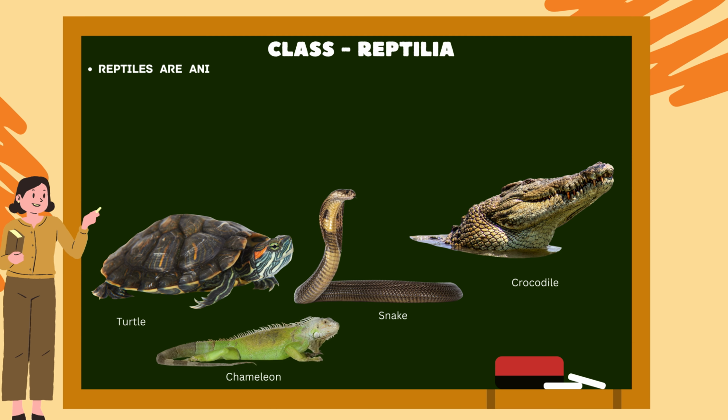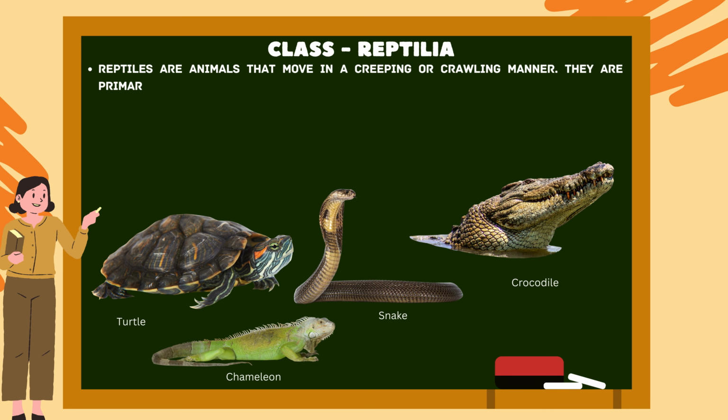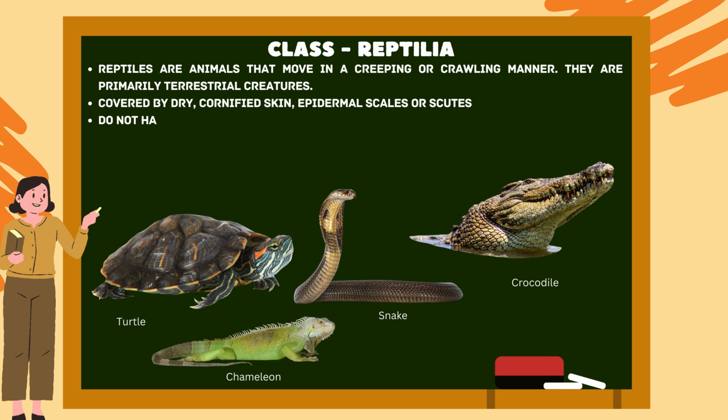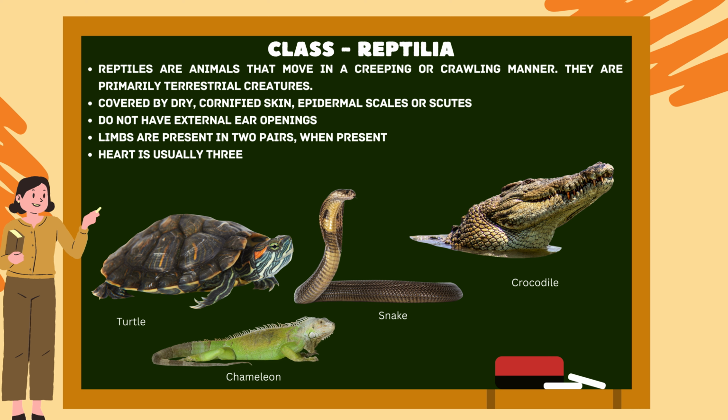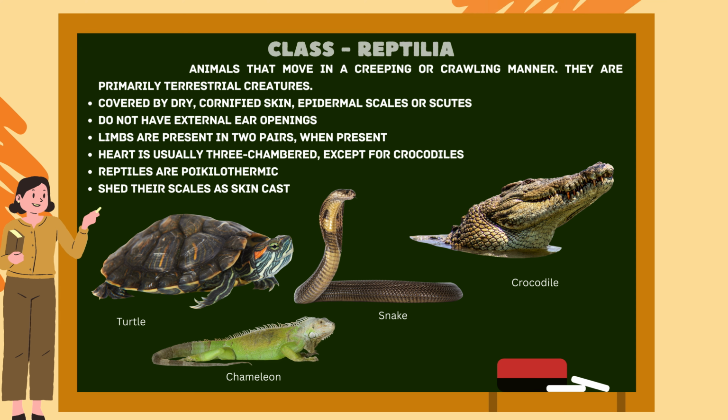Class Reptilia. Reptilia are animals that move in a creeping or crawling manner. They are primarily terrestrial creatures covered by dry, cornified skin and epidermal scales or scutes. They do not have external ear openings. Limbs are present in 2 pairs, when present. Heart is usually 3-chambered, with the exception of crocodiles. Reptiles are poikilothermic and shed their scales as skin cast.